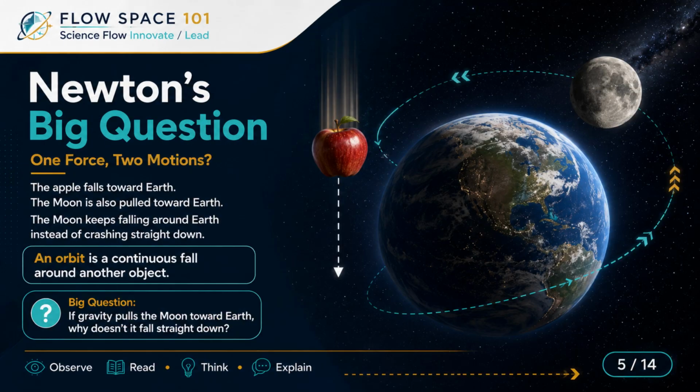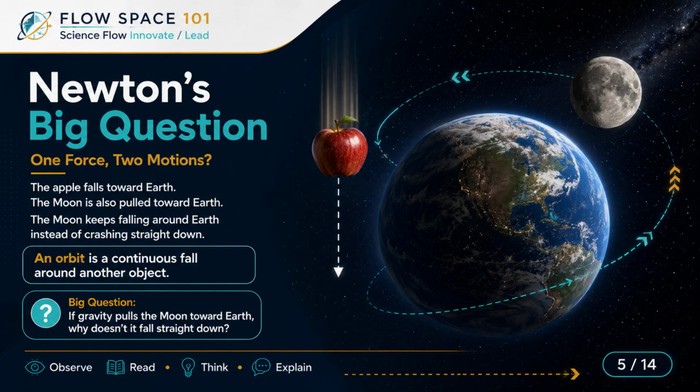Newton began thinking about two very different looking motions. An apple falls downward toward Earth. The moon, however, travels around Earth instead of falling straight to the ground. Newton wondered, could the same force affect both the apple and the moon?